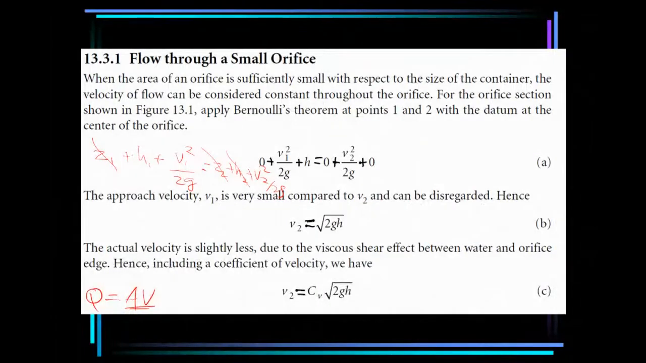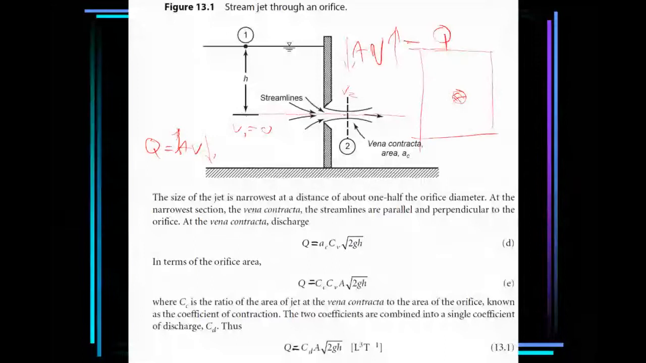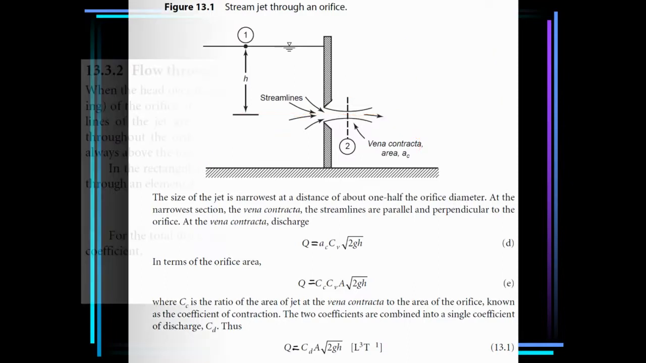So that is why here, when we neglect V1 also, we will have H equal to V2 squared over 2g. So V2 is now equal to the square root of 2gH. So the velocity at the orifice at this point is equal to the square root of 2g times the head, before the orifice, upstream of the orifice.